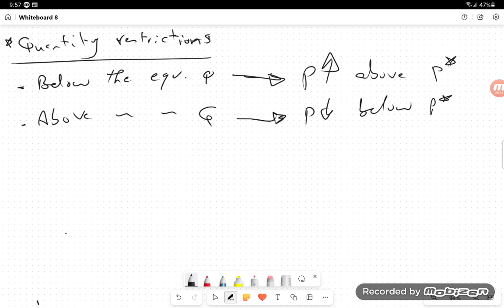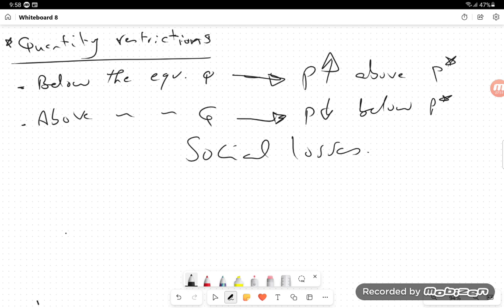Also, quantity restrictions cause social losses, just like the price control. So both of them, whether price control or quantity control in a competitive market, will cause loss in welfare and so inefficiency in the market. It will cause instability in the market as well.